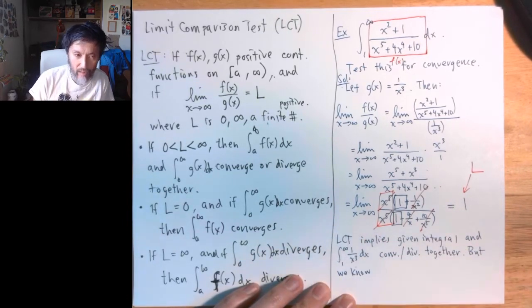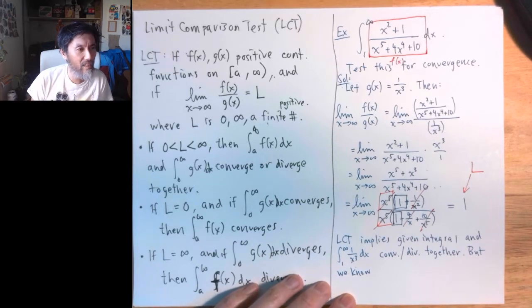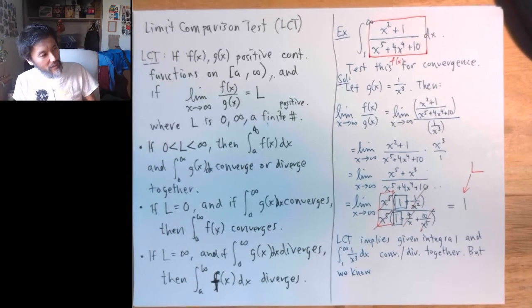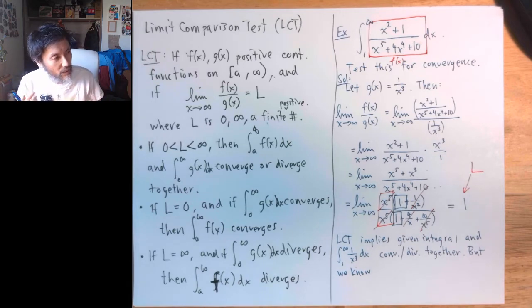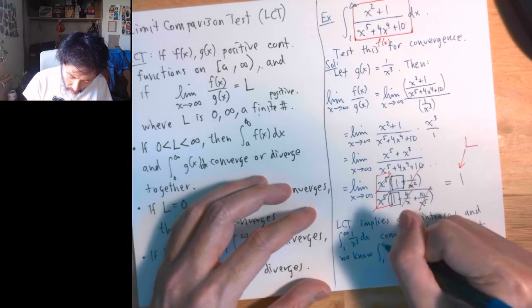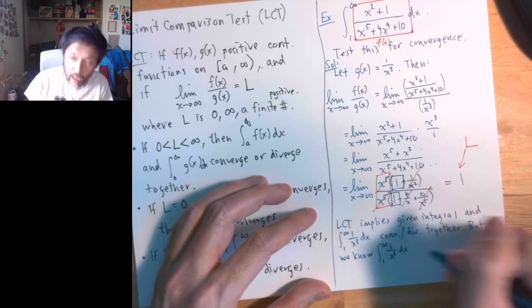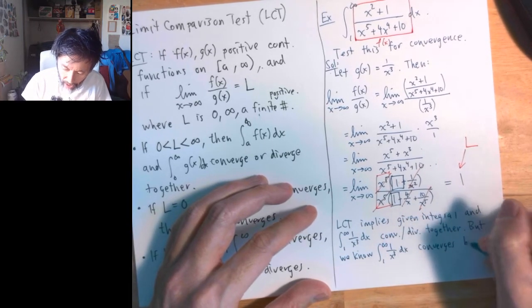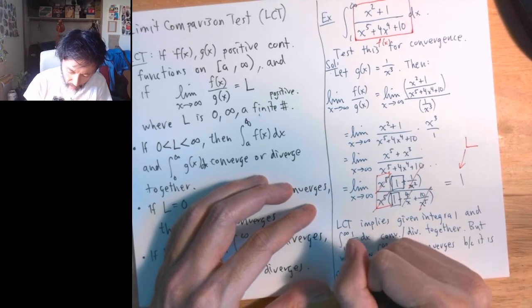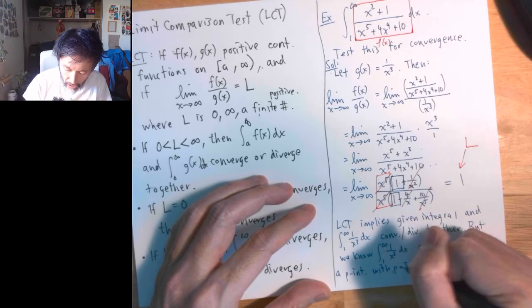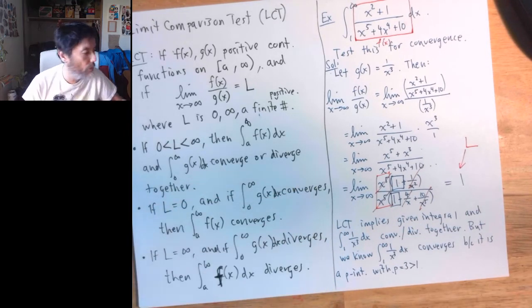If you're watching this asynchronously, like on YouTube, you might pause and try to figure out, what is it that we know for sure? What we know is that this integral here converges. Why? Because it is a p integral with p equal to 3, which is greater than 1. And remember the rule for p integrals.